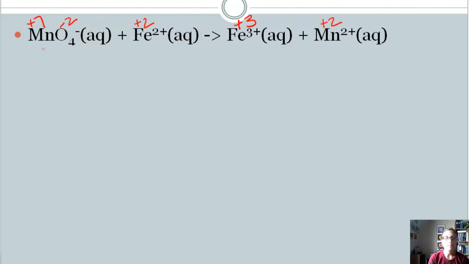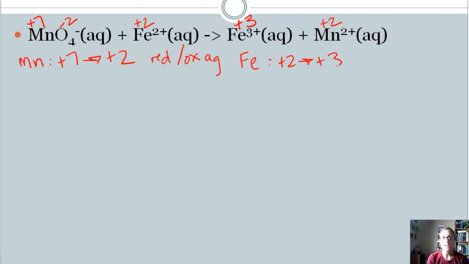So now I want to determine my oxidation and my reduction. So let's look at our Mn first. We went from +7 to +2. So to me, that looks like it was reduced. And so I'm going to say that manganese was reduced, which makes it the oxidizing agent. So now if we look at our iron, it went from a +2 to a +3. So it was oxidized, making it the reducing agent. So let's write our reduction reaction first.